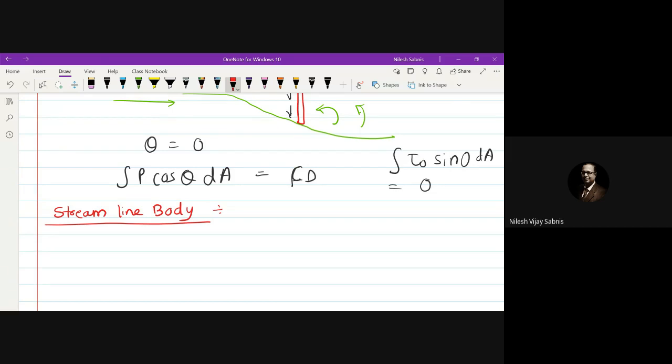In every streamline body there is a wake formation. Wake formation means the area where the eddies are forming, and that area is very, very small.